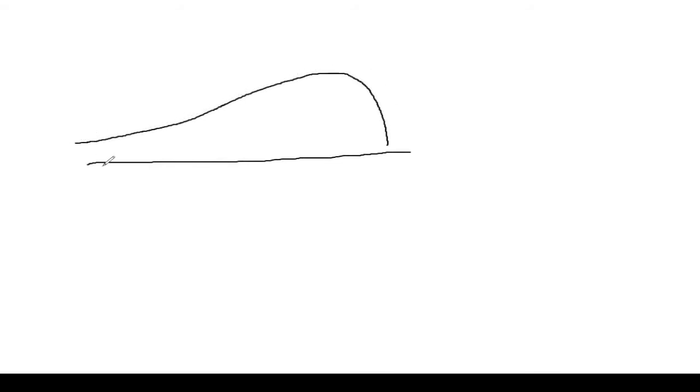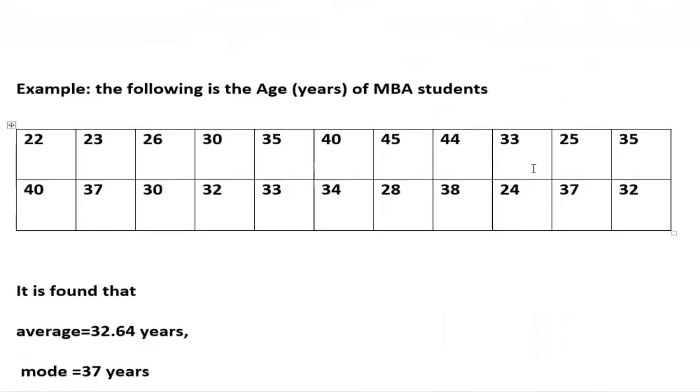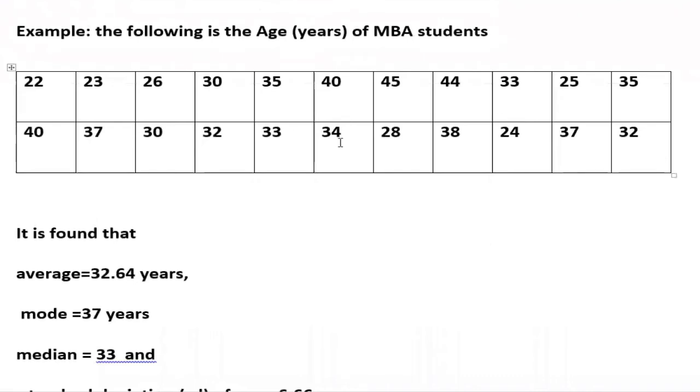So if you draw freehand, as our data is left tail, the tail will be bigger on the left side. So here is the left side. You can draw a line here, the y-axis, and here is the age of the students. As we know, our student age started from 22 up to 40, or 44, 45.